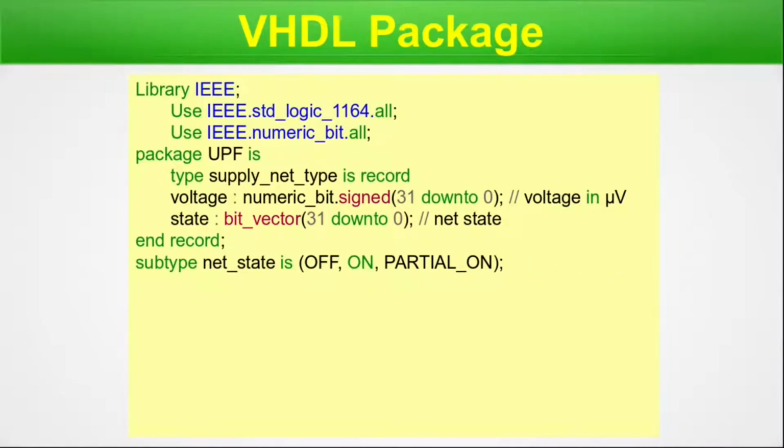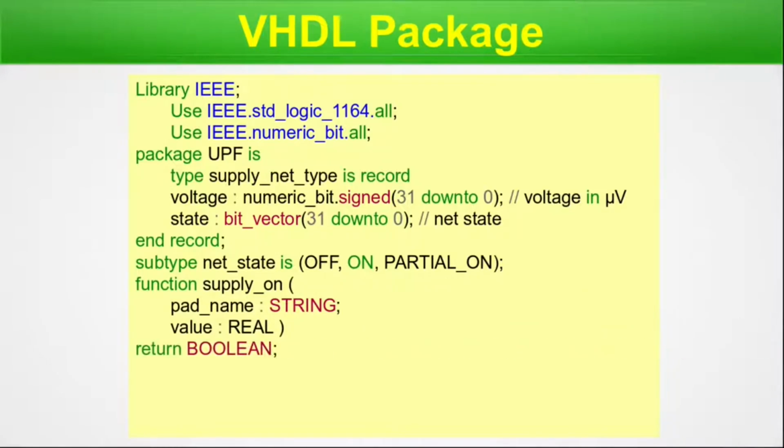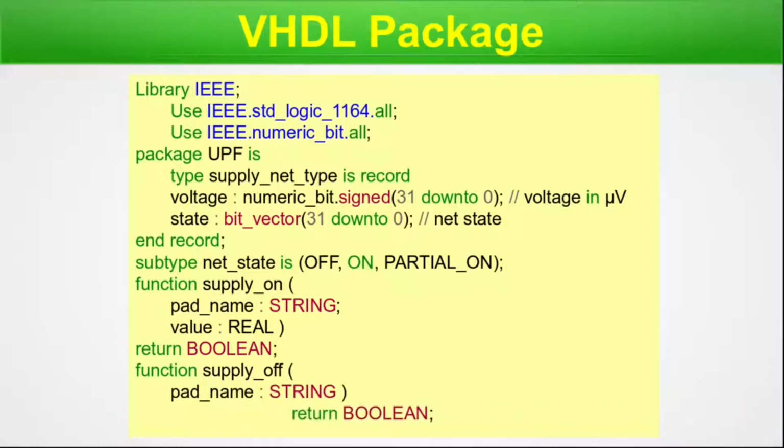Then subtype net state is off, on, and partial on. Function supply on: pad name is string, and the value is real. Return type is boolean. Function supply off: pad name is string. Return type is boolean. We are done with this slide. So let's move on.